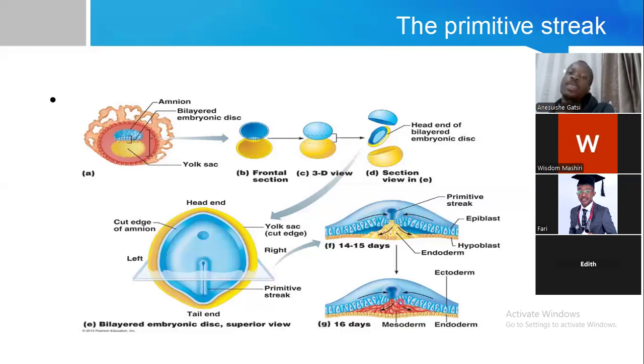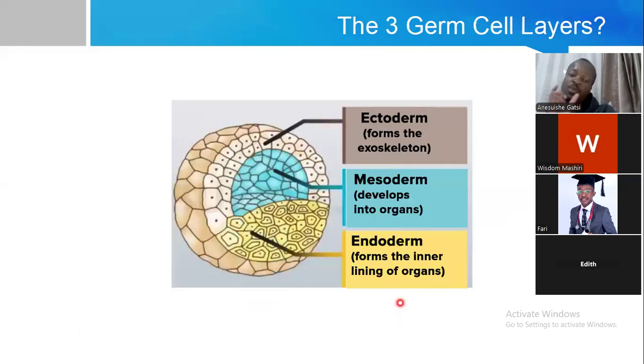So the basic process of gastrulation leaves us with 3 germ layers, which are ectoderm, mesoderm, and then endoderm, right?